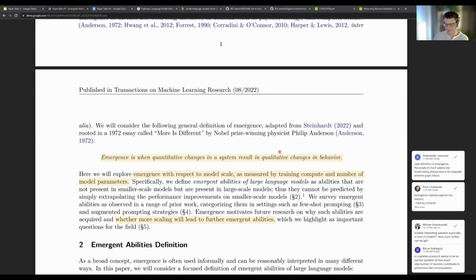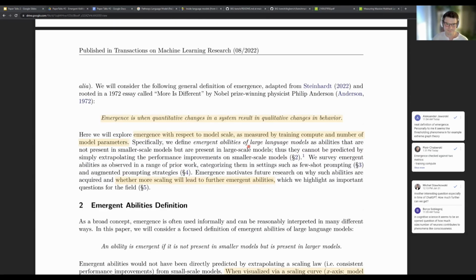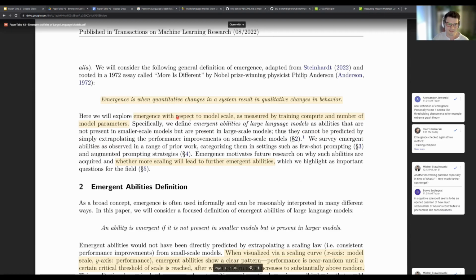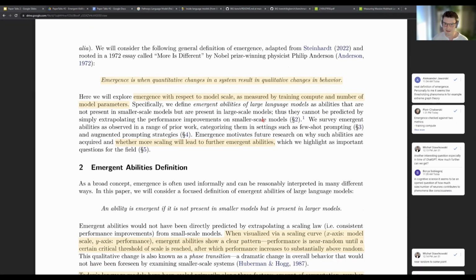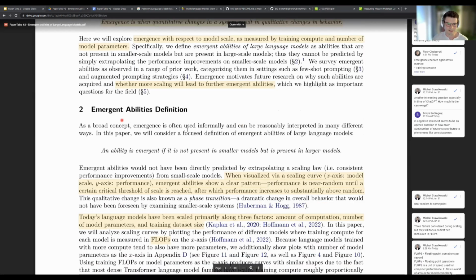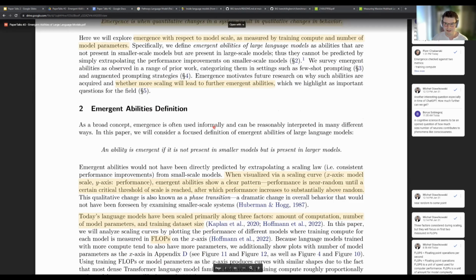Yeah, it's a good analogy to this emergence phenomenon. Actually, they mention in the paper phase transition, right? It's just like in physics, you get phase transition. So they say here that they will be concerned with emergence with respect to model scale, but I think it will be described in more detail in this section.